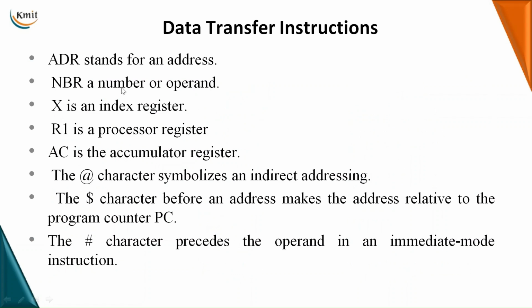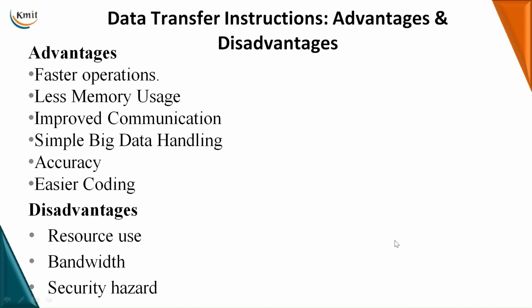ADR stands for an address. NBR means it is a number or an operand. X represents an index register. AC represents an accumulator register. If it is the @ symbol, it specifies indirect addressing. The dollar symbol before an address makes the address relative to the program counter. If a hash character precedes the operand, it means it is an operand in immediate or implicit addressing mode.